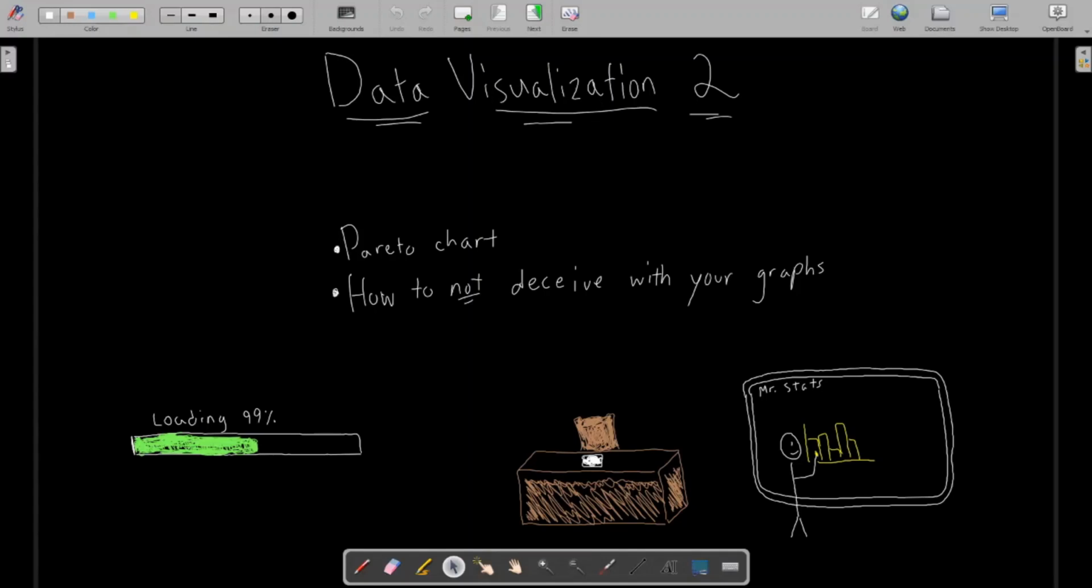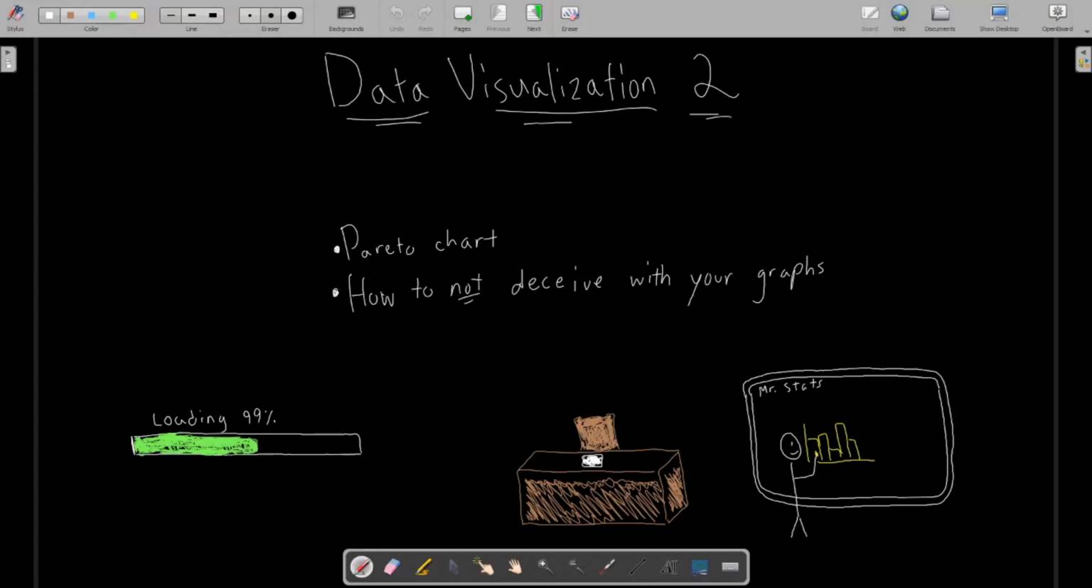Alright, this is the second of two parts on data visualization. In this video, we're going to be going over the Pareto chart in particular, and then also some basic tips on how to not deceive with your graphs. It's very easy to construct graphs and plots in such a way that they're misleading to your audience or that they give off the wrong impression, and we want to learn how to avoid those types of mistakes.